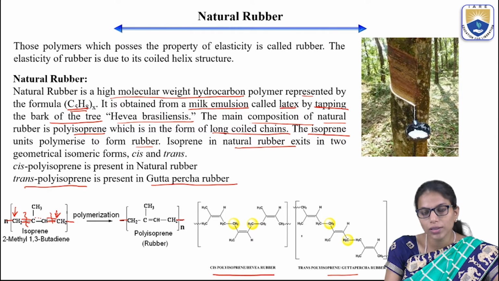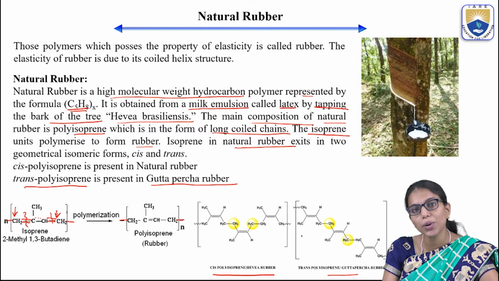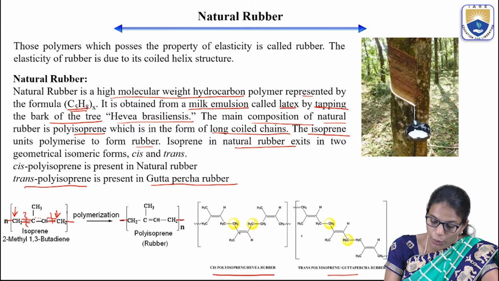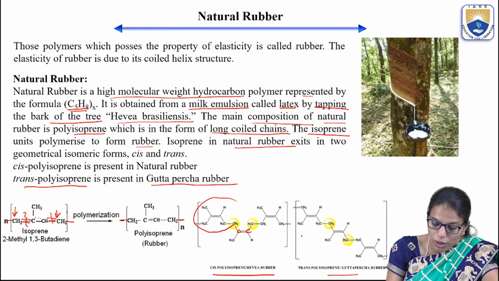If I talk about priority, look at this carbon. This carbon has two types of groups, one of this and another this.